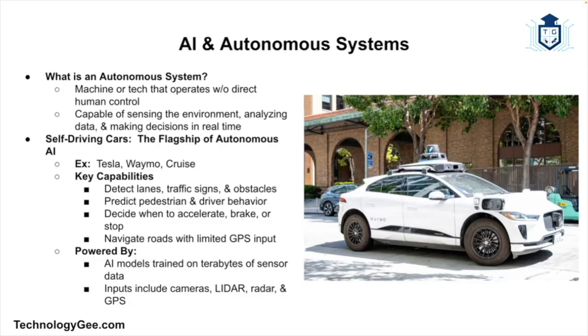All right, so let's talk about self driving cars. And this is probably the most famous autonomous system, with companies like Tesla, Waymo, and Cruise pouring billions into making cars that can detect lanes, signs, and obstacles. They can predict pedestrian and driver behavior. They can decide when to speed up, slow down, or stop. And they can navigate unfamiliar roads without GPS micromanagement. And all of this happens in real time thanks to AI algorithms that are trained on terabytes of sensor data from cameras, LiDAR, radar, and GPS systems.